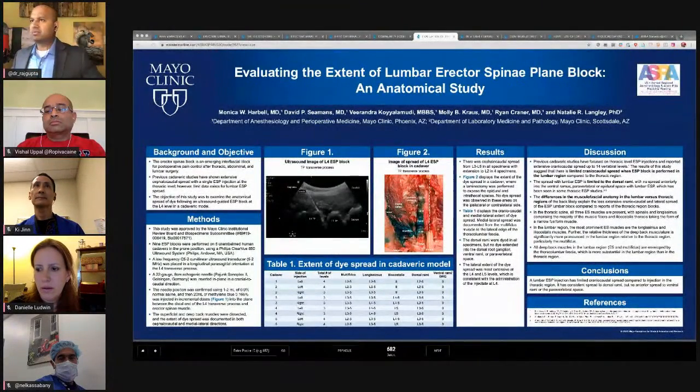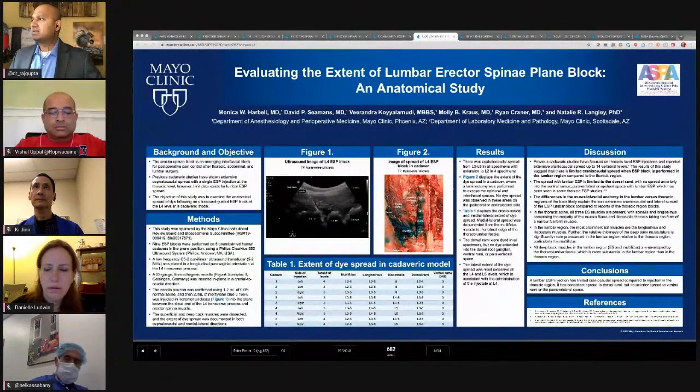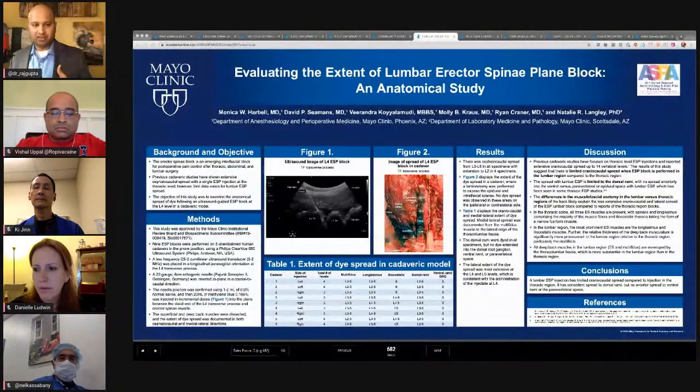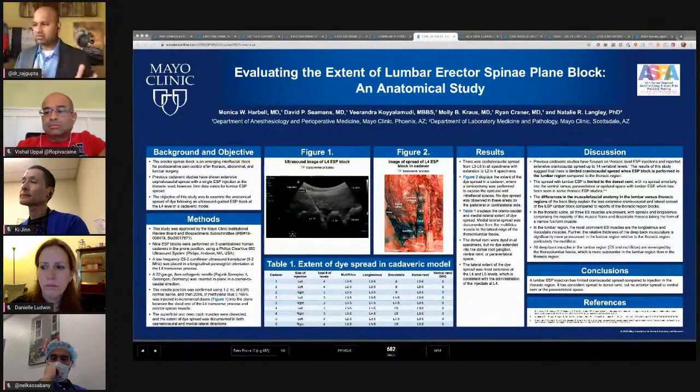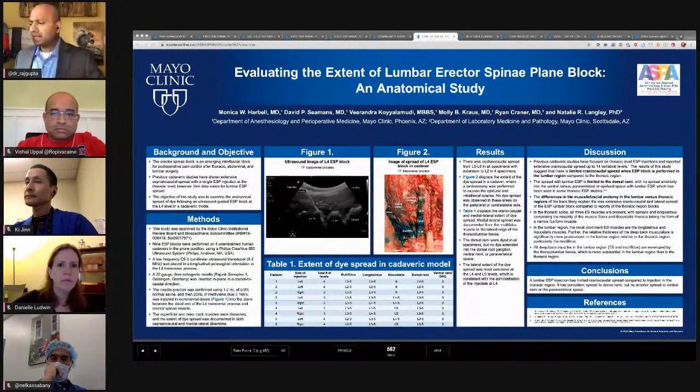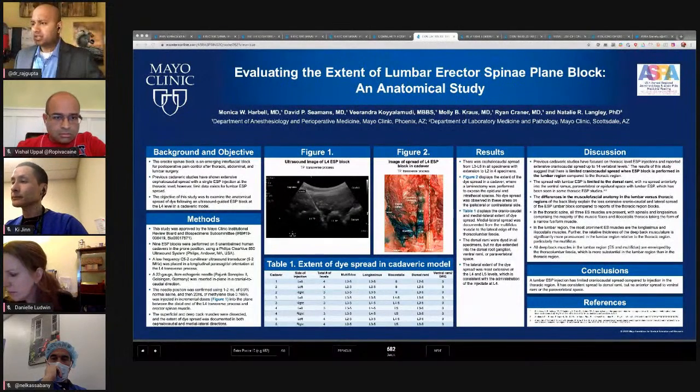This first one comes from the Mayo Clinic in Arizona, and it is evaluating the extent of lumbar erector spinae plane block, an anatomical study. So leaving aside the criticisms that have already been published about the value of dye spread in cadaver models for fascial plane blocks, we can talk about that in a minute. This was a dye study in the lumbar region where they were assessing the distribution of dye in, I think, 5 different cadavers. They were doing both left and right side separately and tried to see how far dye injectate went when they did a lumbar erector spinae block.